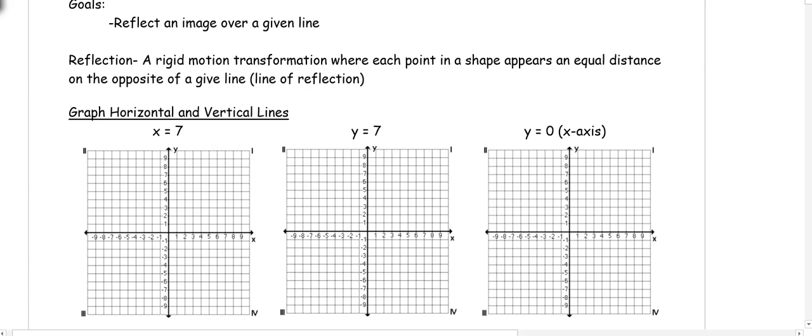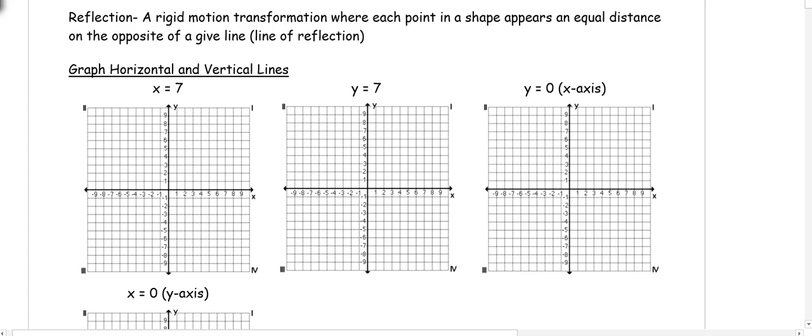Before we start doing reflections, we need to review graphing horizontal and vertical lines. If you have the equation x equals 7, that's a vertical line, because 7 is on the x-axis, and I want a line that passes through that point. Y equals 7: any y equals equation is a horizontal line, because I have 7 on the y-axis. I'm going to make a horizontal line to pass through that point.